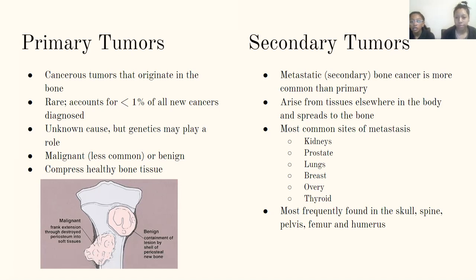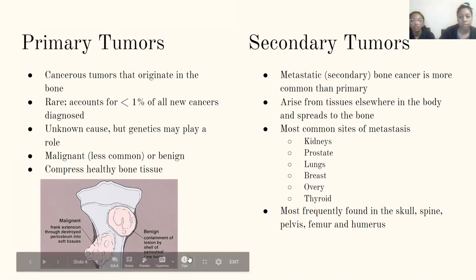Secondary tumors, also known as metastatic bone cancer, are more common than primary. They arise from tissues elsewhere in the body and spread to the bone. The most common sites are the kidneys, the prostate, the lungs, breast, ovary, and thyroid. They're most frequently found in the skull, the spine, pelvis, femur, and the humerus.